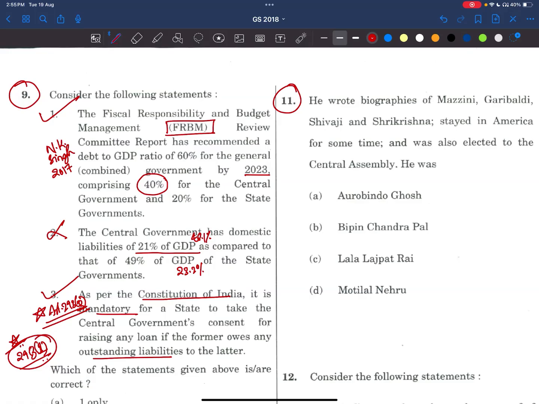This is a personality-related question, friends. Here the answer is Lala Lajpat Rai. I hope that by seeing Mazzini and Garibaldi, you could have known that the answer is Lala Lajpat Rai. He also authored several books like Unhappy India, Young India, History of Arya Samaj, and England's Debt to India. He also wrote the biography of Dayanand Saraswati.